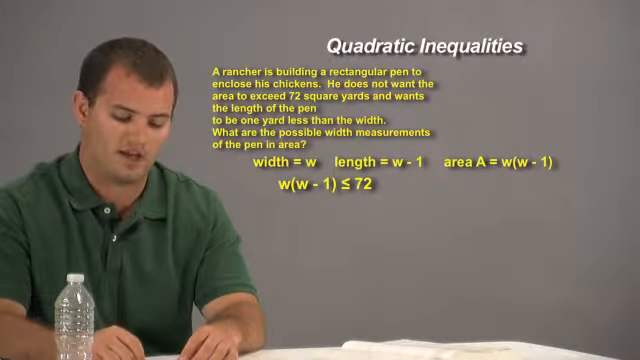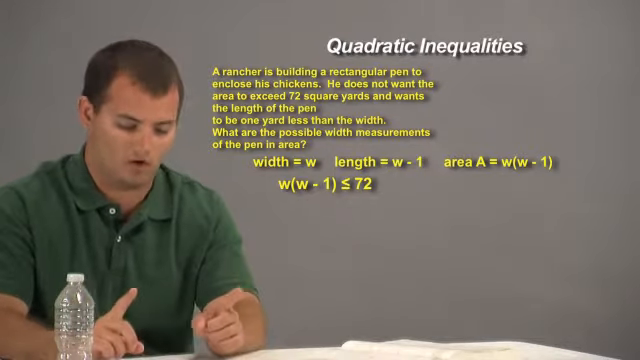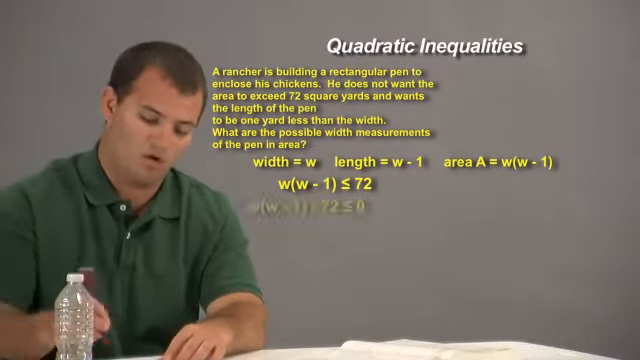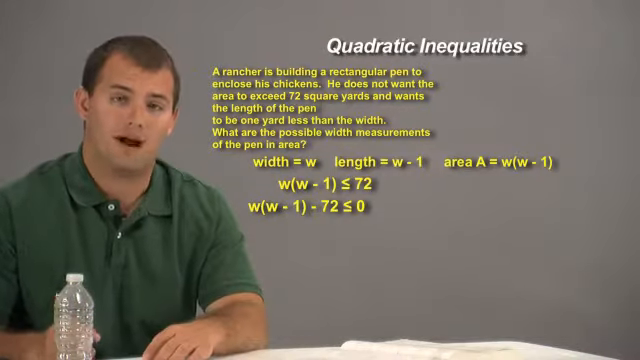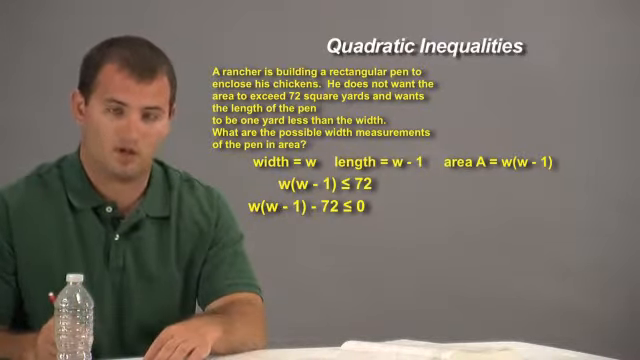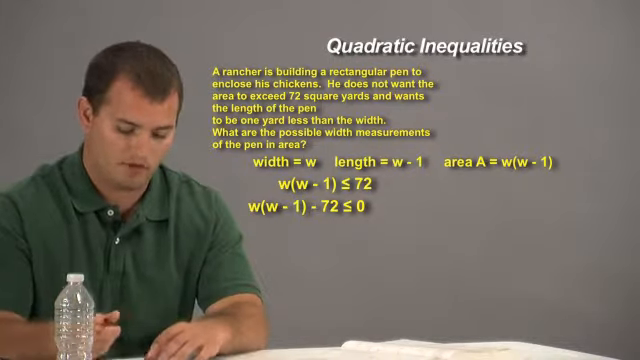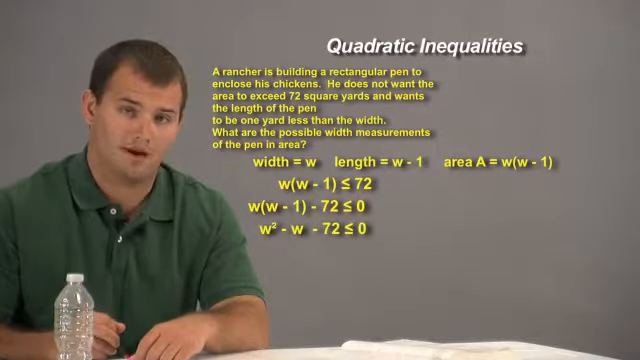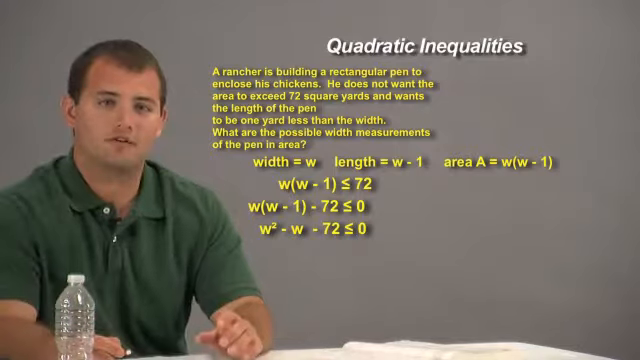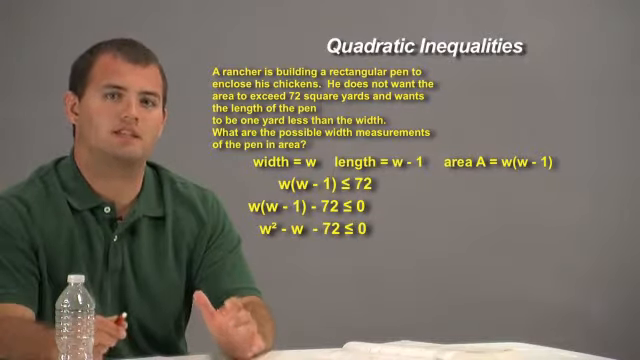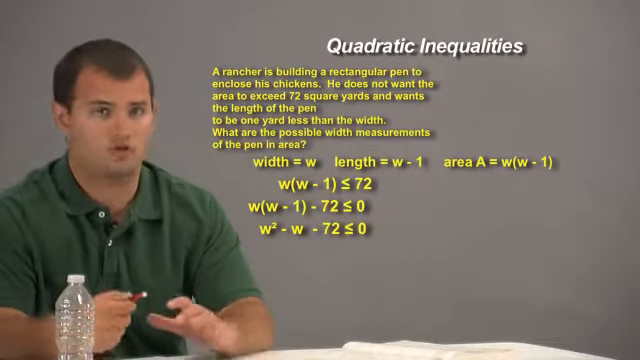Now we need to solve for the x-intercepts. So let's move the 72 to the other side of the inequality, and it becomes w times the quantity w minus 1 minus 72 is less than or equal to 0. And let's simplify by distributing the w, and we'll have w squared minus w minus 72 is less than or equal to 0. Now to find the x-intercepts, we need to change the inequality sign to an equal sign, and then you can either factor or use the quadratic formula.